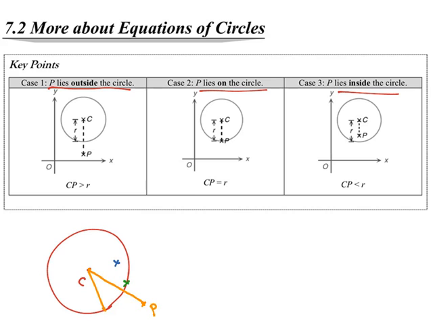Next one. If it is on the circle, the distance is exactly the radius. Lastly, case 3. If it is inside the circle, the distance between the center and the point P is smaller than the radius. So it is inside the circle. Remember, check the distance and then compare with the radius.